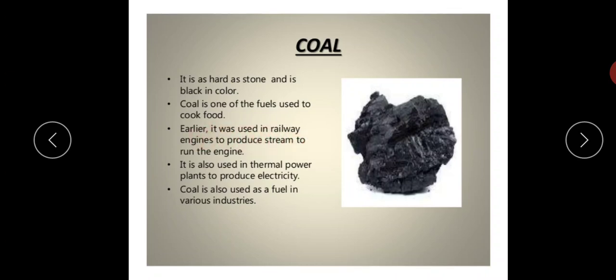Earlier it was used in railway engines to produce steam to run the engine. To produce steam, heat should be generated, so coal was very much used there. It is also used in thermal power plants to produce electricity, which is still in process.